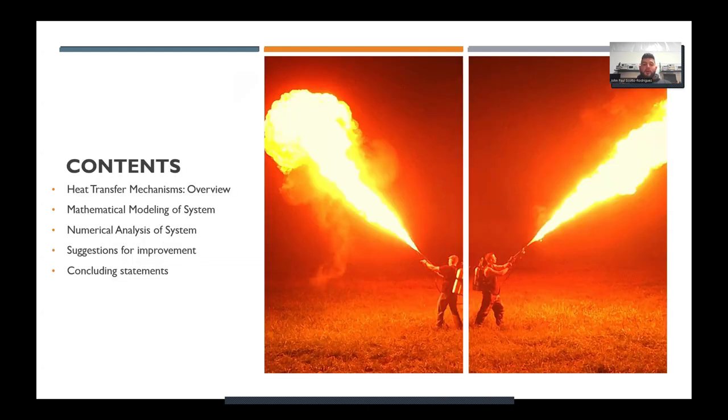For the contents, we're going to be going over the heat transfer mechanisms, the overview, mathematical modeling of system, numerical analysis of system, suggestions for improvement, and the concluding statements.